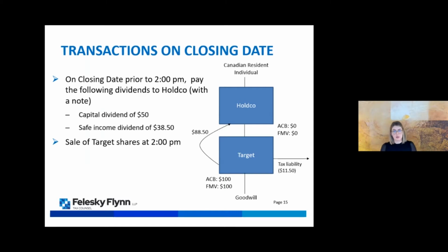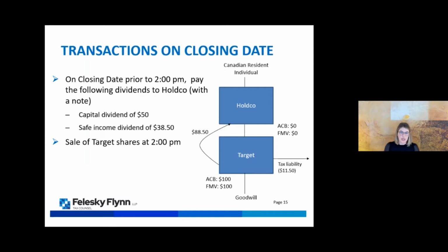So in that case, the fair market value of Target should be reduced to zero because you're going to have that note owing for those dividends of $88.50. And then Target still has that tax liability that arose on the deemed disposition of the goodwill. So that makes the fair market value of Target zero. So the result there is tax-free dividends paid up to Holdco and no capital gain on the sale of Target. So this results in a deferral at the Holdco level.